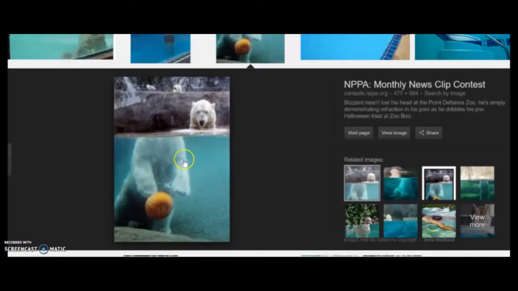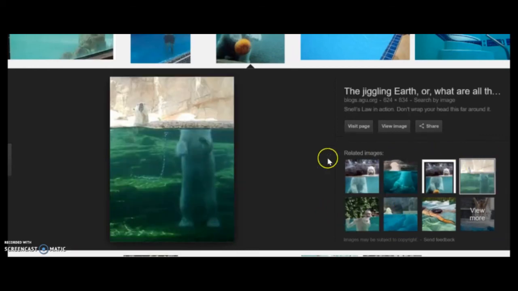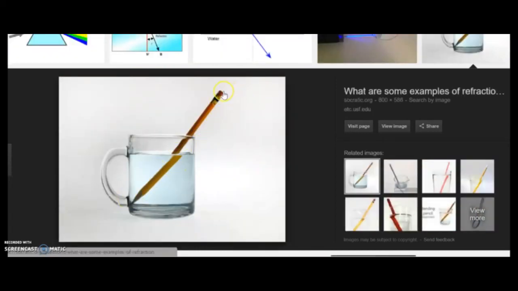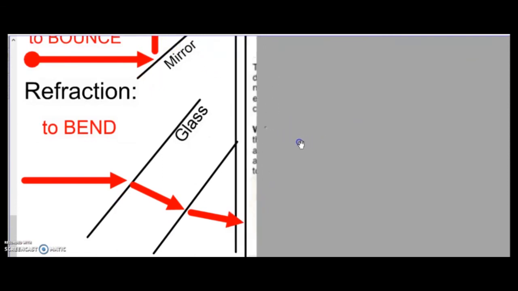Here's a similar picture of the polar bear at the zoo. Same pool. This is the most common thing people see, is they see, oh, hey, it looks like it's broken, or it looks weird. Well, you know the pencil has got to be going straight right here. But your eyes are playing tricks. Well, that's the water refracting. Refracting is to bend light around something. So refraction is to bend. As it goes through glass, as it goes through things that have different densities, the light bends.